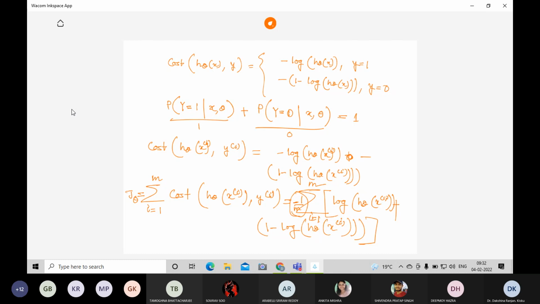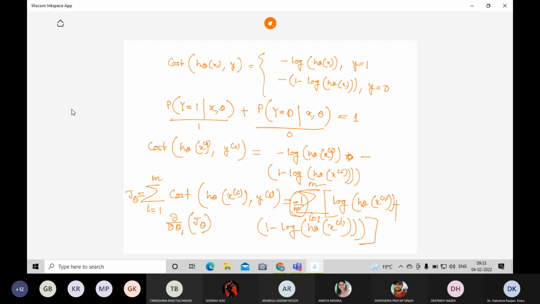Now after having the j theta, we will compute the partial derivative with respect to theta, or we can say if we take a particular example, theta j, we will compute the partial derivative.